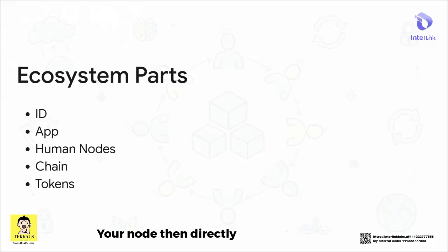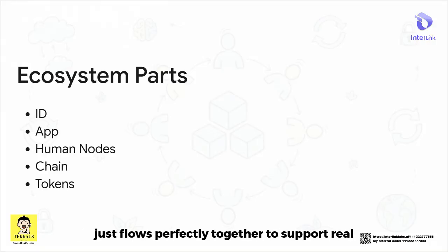Your node then directly interfaces with the InterLink chain, which is a fast, EVM-compatible Layer 1 blockchain built specifically for real-world assets and quick settlements. And finally, this whole infrastructure powers their internal economy via the ITLG and ITL tokens. It's a brilliantly designed system where everything just flows perfectly together to support real people.